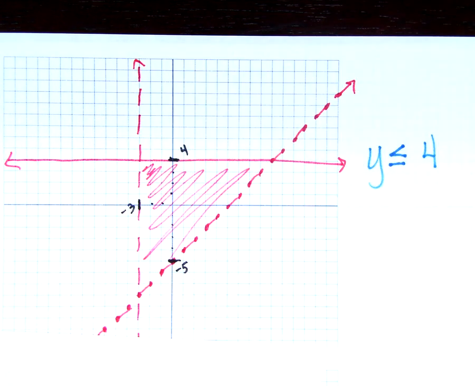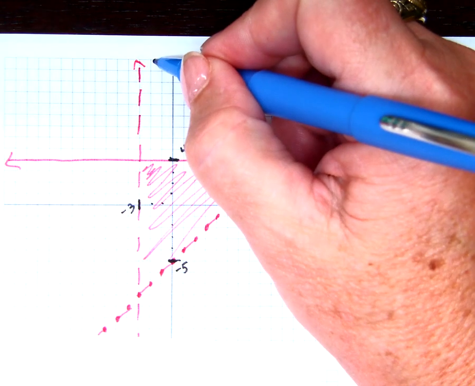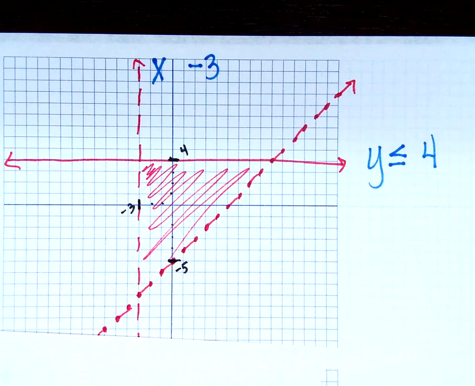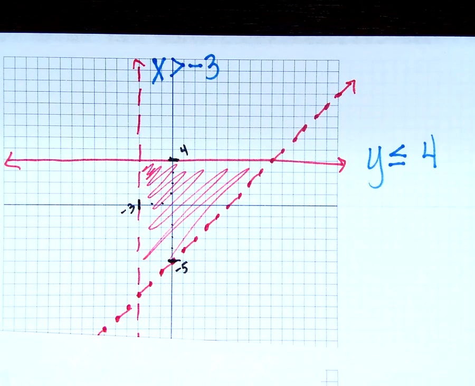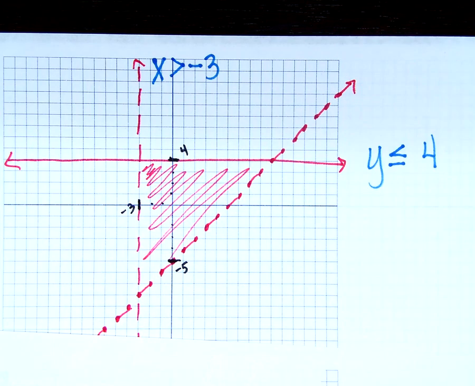It's a vertical line, so it's asking which axis is it crossing and where? At -3. Am I shading to the right of it or left of it? Right. So that means it is greater than, but it is dotted. So is it or equal to? No, it's just greater than, right? So it's done. Now all we have left is the diagonal line, right?